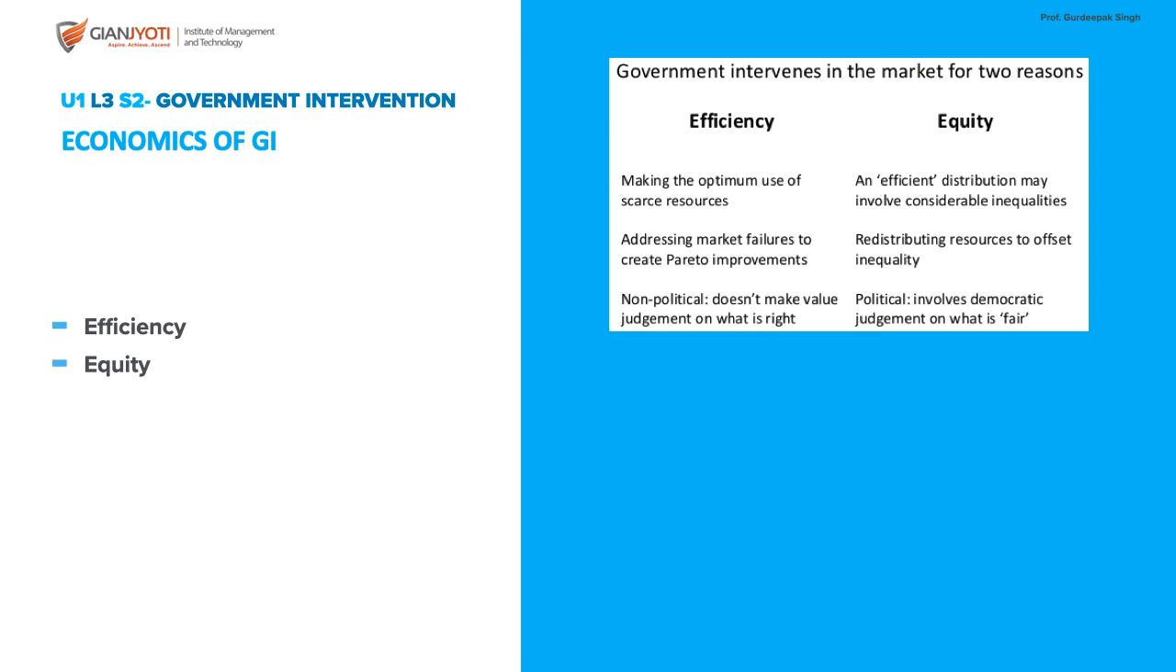In efficiency, the government has to address the market failures so that it can prioritize through Pareto improvements. So what is the most important resource, how to use it, how to prioritize the things for the market. Also redistributing the resources to offset the inequality. Although it is non-political, it doesn't make value judgment on what is right. And on the political side, it involves the democratic judgment on what is fair. So it has to look at both aspects.